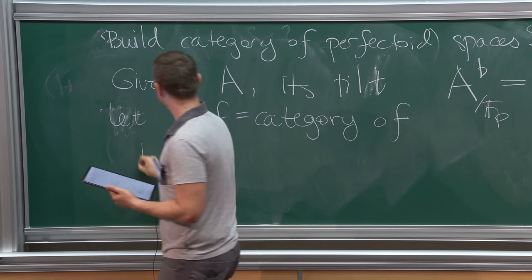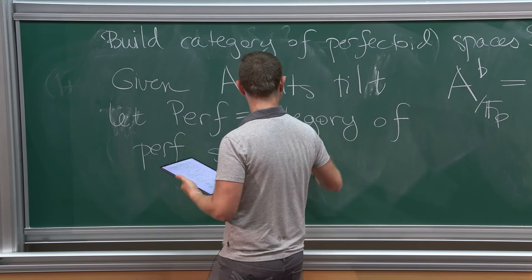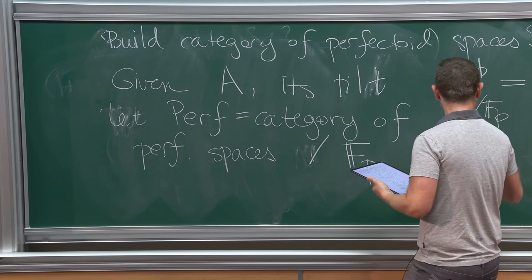Let Perf be the category of perfectoid spaces in characteristic p. And define.